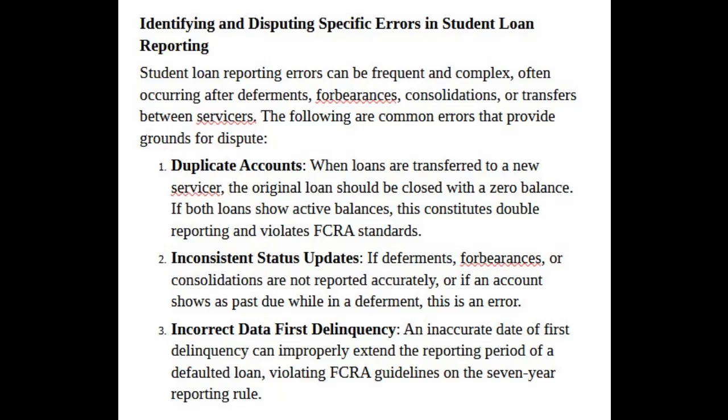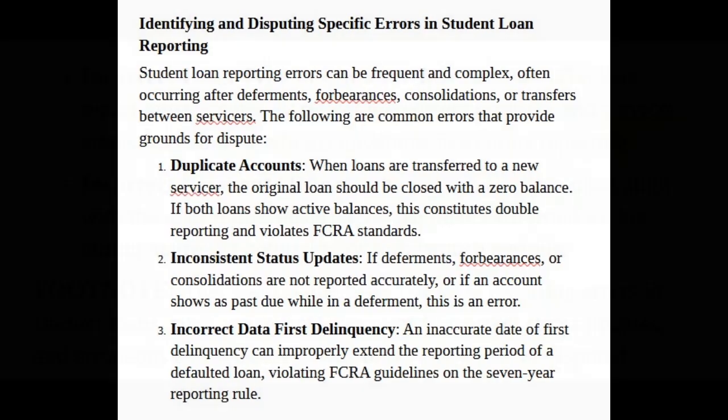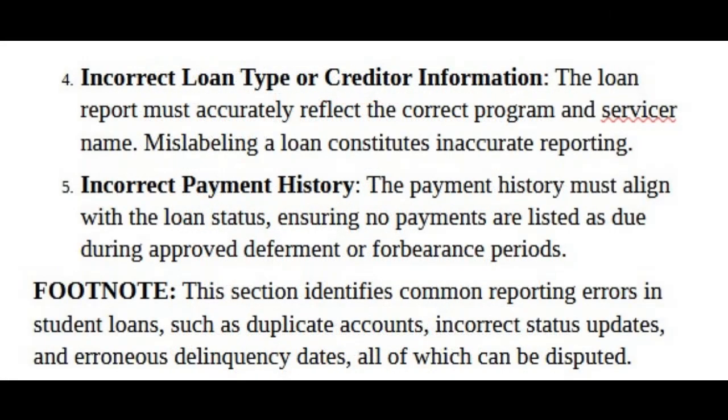2. Inconsistent status updates. If deferments, forbearances, or consolidations are not reported accurately, or if an account shows as past due while in a deferment, this is an error. 3. Incorrect date of first delinquency. An inaccurate date of first delinquency can improperly extend the reporting period of a defaulted loan, violating FCRA guidelines on the 7-year reporting rule.